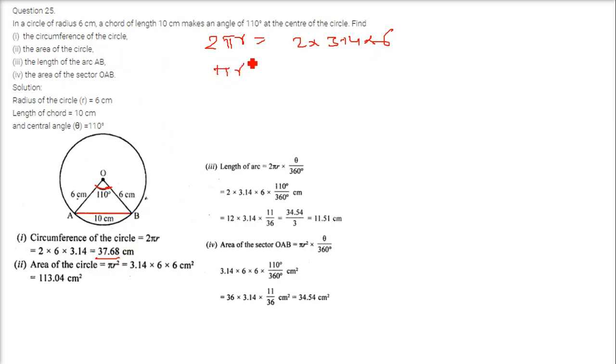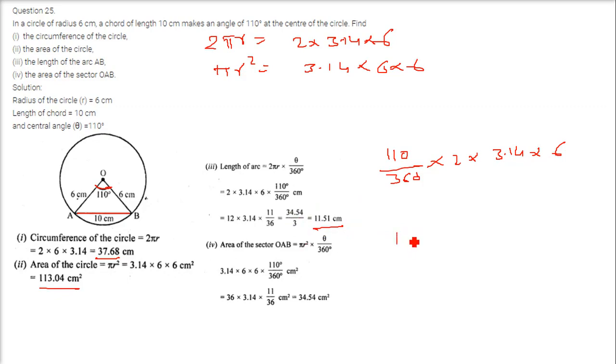Then we have to find the area of the circle, that is pi r square. So 3.14 into r, that is 6 into 6, and this will come as 113.04 centimeter square. What is the length of the arc? Theta by 360 into 2 pi r. So theta is 110 by 360 into 2 into pi into r, that is 6. So this will come as 11.51.